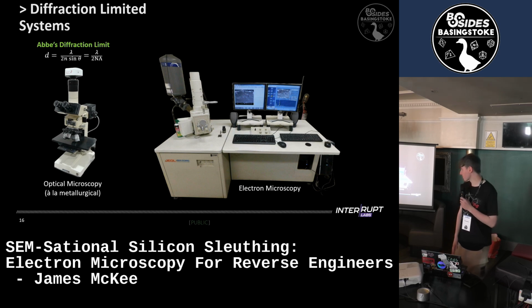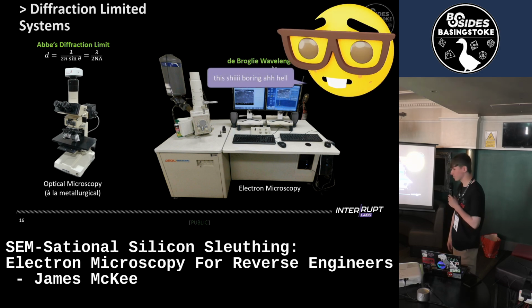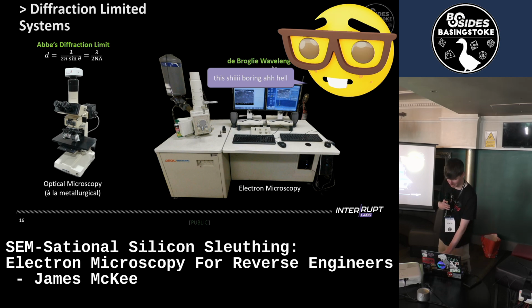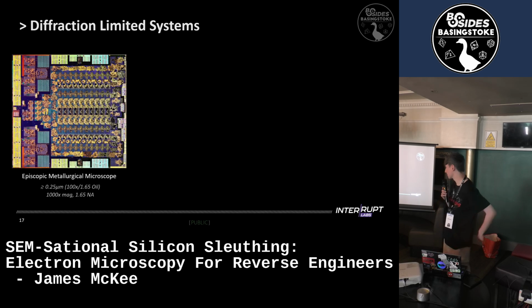But with electron microscopes, you're using electrons instead of light, so the wavelength is much smaller and you get a much higher ultimate resolution. But yeah, that's pretty boring, a lot of maths, and no one really cares about that. So what does it look like in reality? This is an example of how this works in real life.